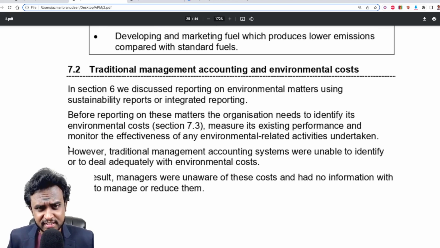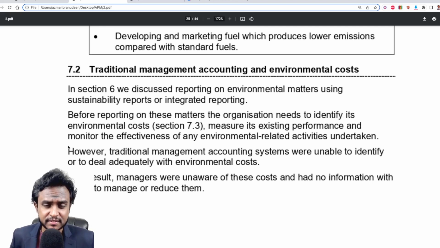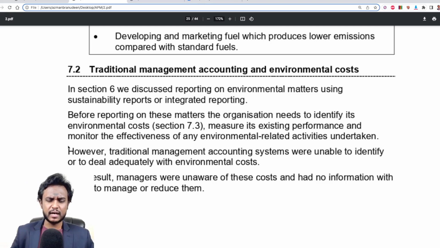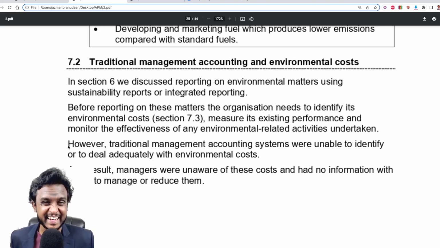Even if you look at the ACCA syllabus, only in the most recent iterations of the APM syllabus and SBL also, you see a more expansive section on environmental management accounting. It used to be like 2 pages. Now, of course, it's a wider discussion because the importance of it has finally gotten highlighted.